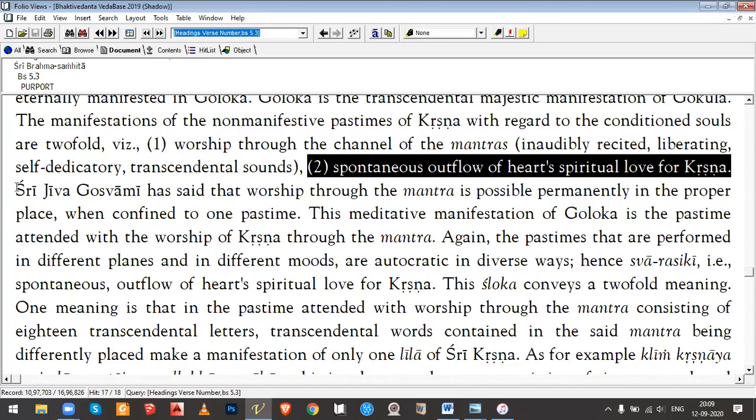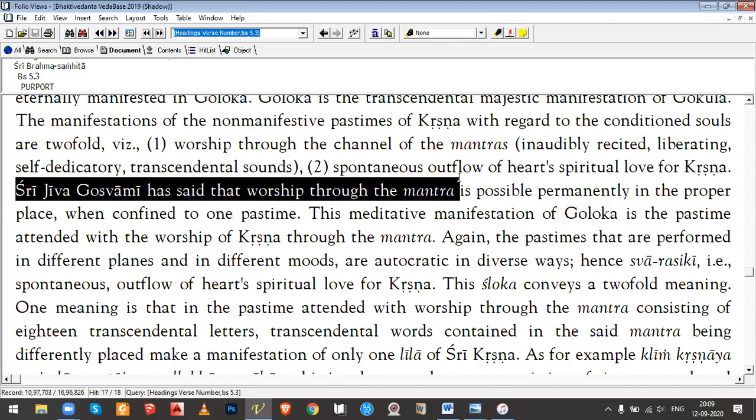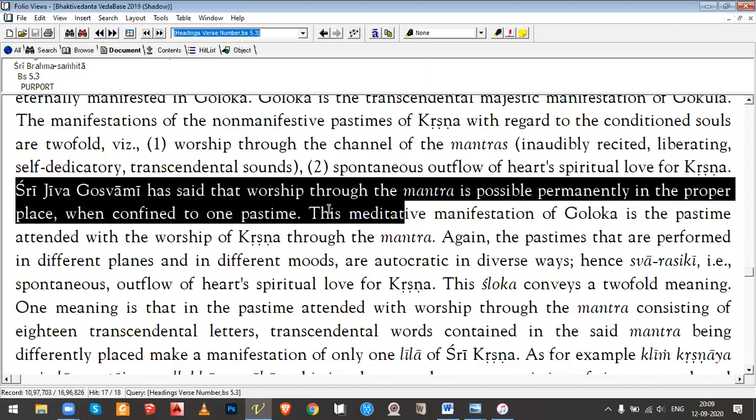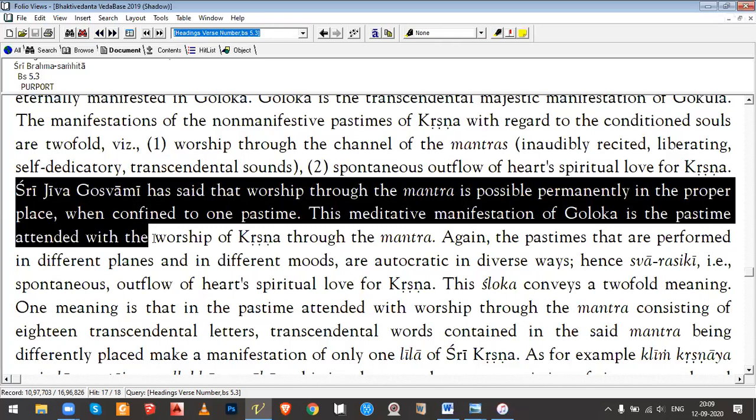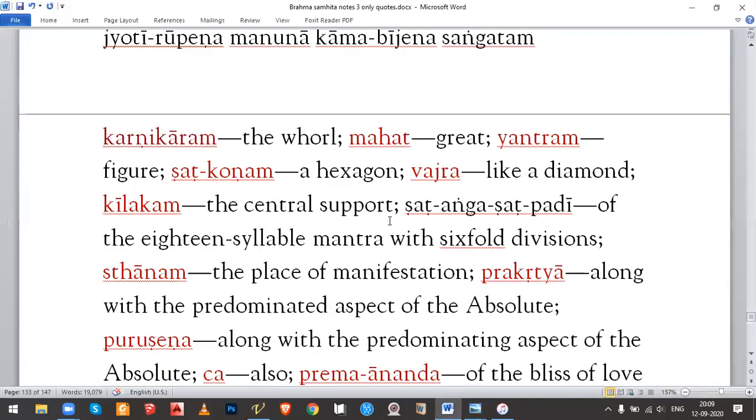Let's read through Prabhupada's paragraph. Sri Jiva Goswami has said that worship through the mantra is possible permanently in the proper place when confined to one pastime. This meditation on Goloka is the pastime attended with the worship of Krishna through the mantra.